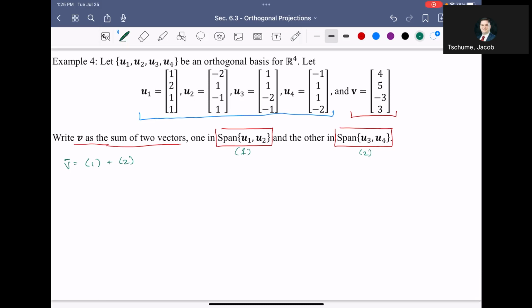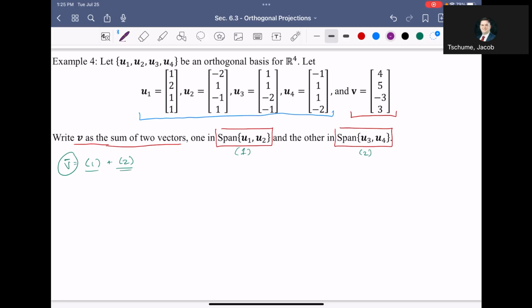The good news is that you don't have to find both of these by doing formulas. Once you find one or the other, since you already know what v is, you could plug in the v that you're given, and you could do basic subtraction to find the other vector you didn't do. So it doesn't matter which span you find. Whichever one you find, use it to help you find the other one. Just to be different, because we've always done u1 and u2, I'm going to actually do the second one, span of u3, u4, just so you can see that it does not matter.